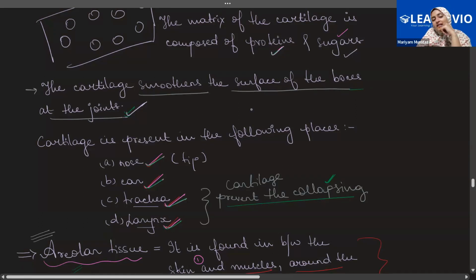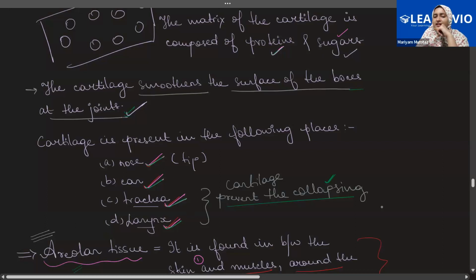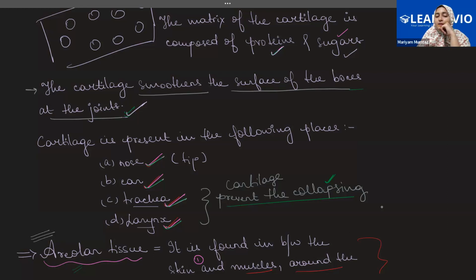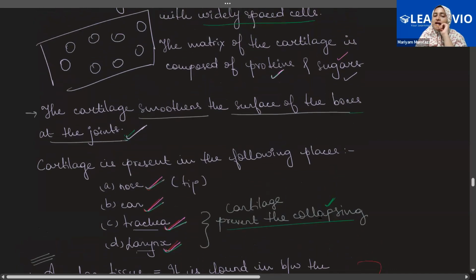Now why is cartilage present over there? So as to prevent collapsing, meaning they don't stick to each other. They don't collapse in general. Also, in between the vertebrae, the vertebral column. If you feel your back, right in the middle, you'll feel certain ridges. You can count them, right? In between each of those vertebrae, cartilage is also present. So now you understand cartilage.